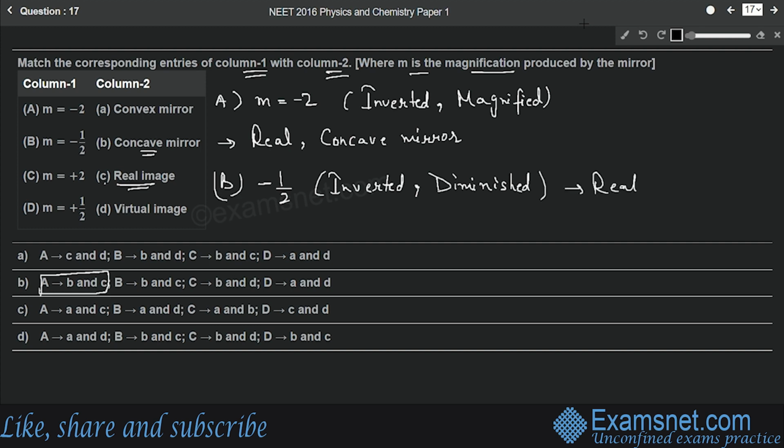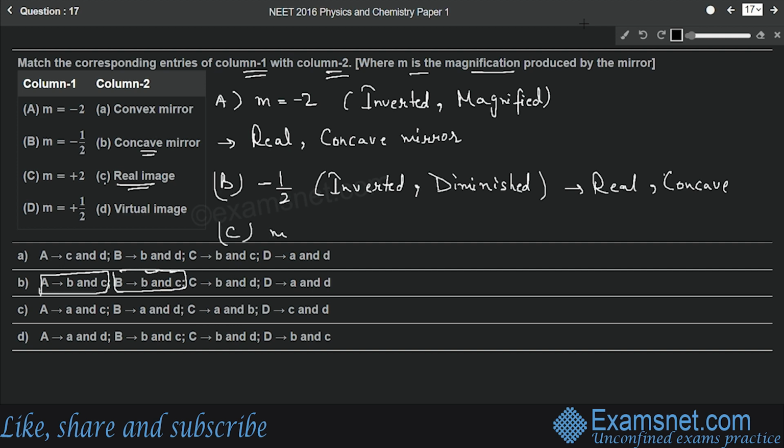And which type of mirror? In which type of mirror it is possible? Again, concave mirror. Okay, so it will also be matched with B and C both. So here you can see in option number B, B is matched with B and C. Okay, now we come to the third one.